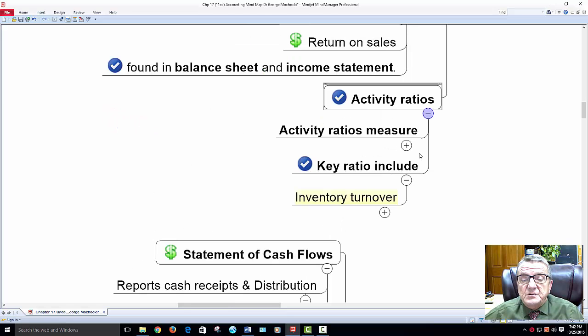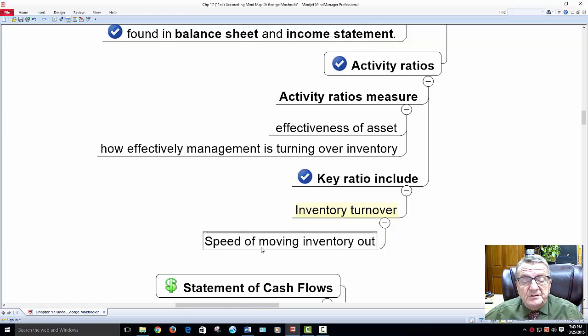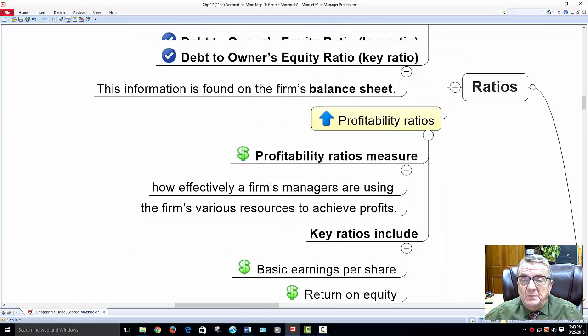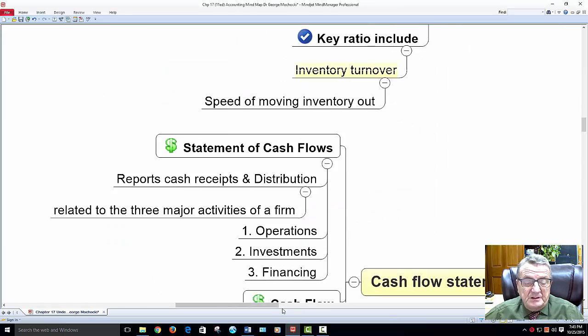Okay, now some activity ratios. Activity ratios mean something that's very active. The effectiveness of an asset, how effectively a manager is turning over inventory. And this one will be inventory turnover, the speed of moving inventory out. Okay? I think I hit all the ratios. Geez, I really did good today.